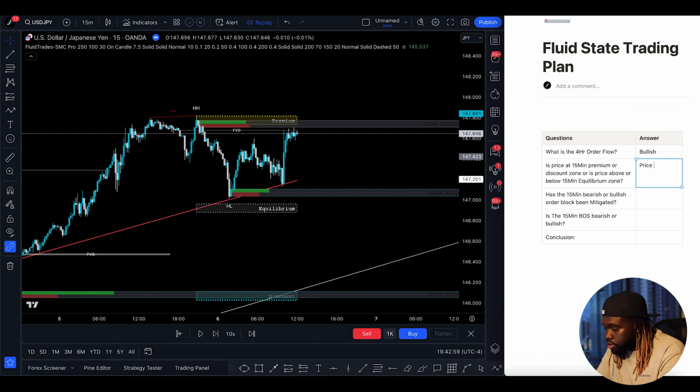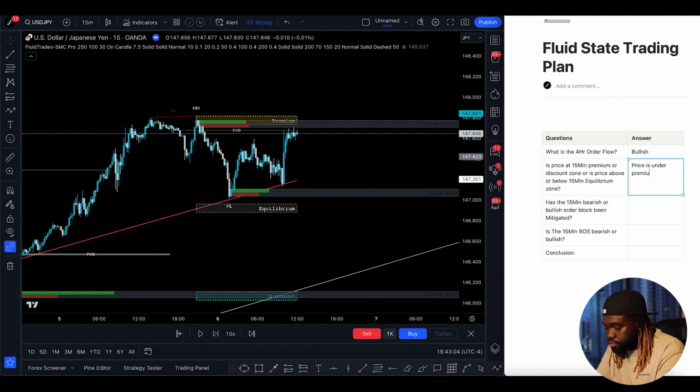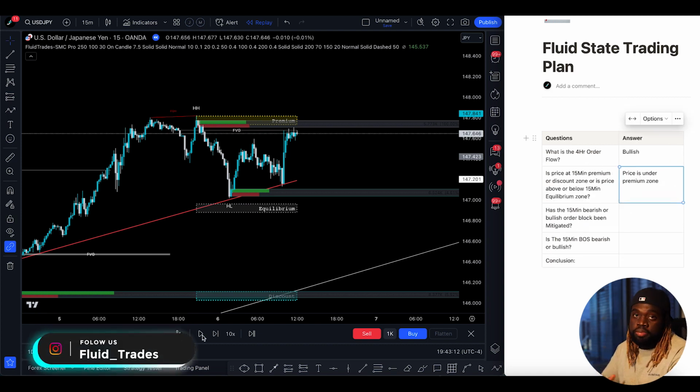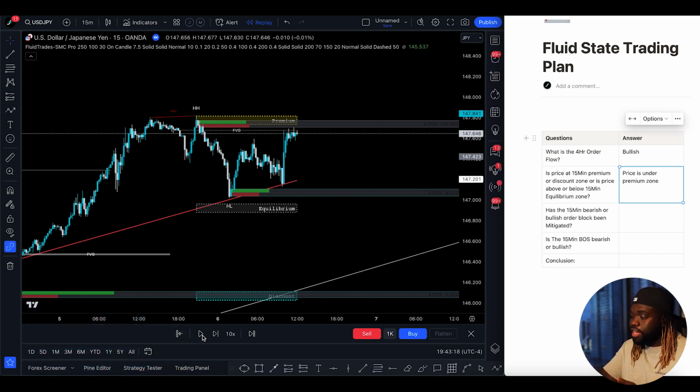Price is under premium zone. And guys, one thing about this trading plan, it doesn't have to be exactly that same day. You don't have to execute on your analysis and your plan that same day. You could wait it out and see what the market does. You don't have to look for confirmation every time with the trading plan. Sometimes the trading plan might not have all the confirmation, but if you're patient, it's gonna come along, right?